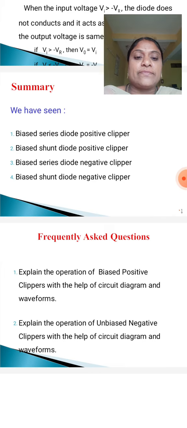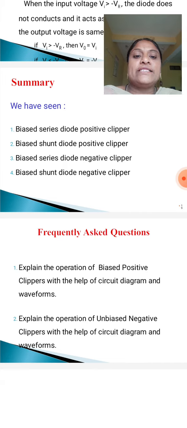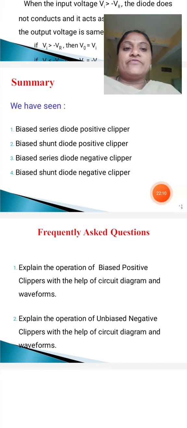Okay, and another question may also be asked: explain the operation of biased negative clippers with the help of circuit diagram and waveforms. This question may also be asked: explain the operation of biased series diode negative clippers with the help of circuit diagram and waveforms. Or another question may also be asked: explain the biased shunt diode negative clippers with the help of circuit diagram and waveforms.